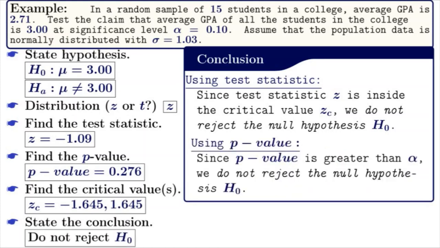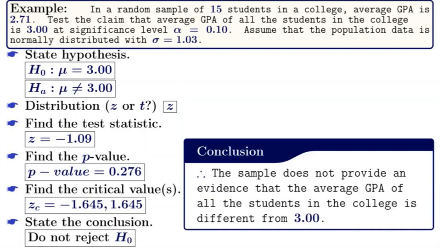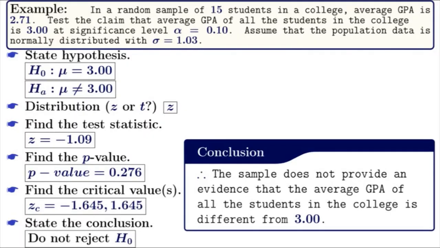Using p-value also, we can derive the same conclusion. Here, p-value is 0.276, which is greater than alpha of 0.10. We do not reject the null hypothesis. Finally, we can say that this particular sample does not provide an evidence that the average GPA of all the students in the college is different from 3.00.